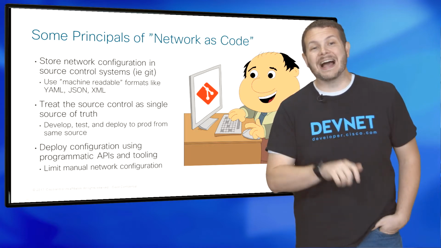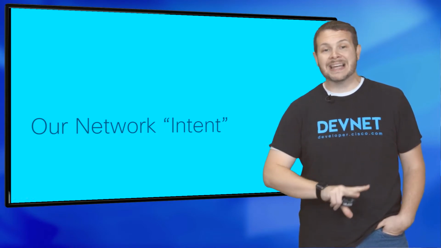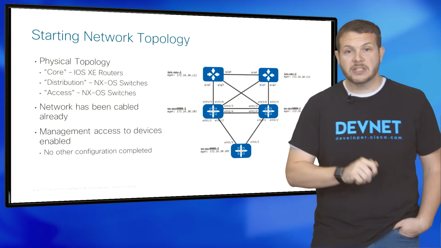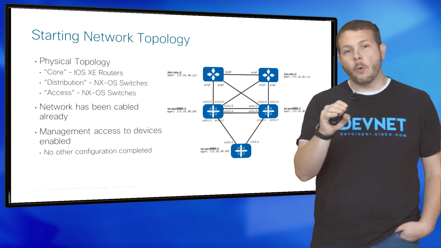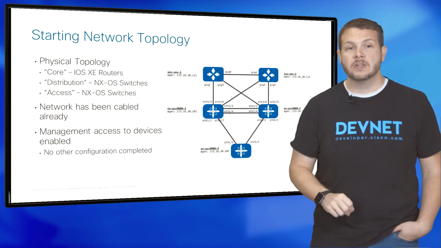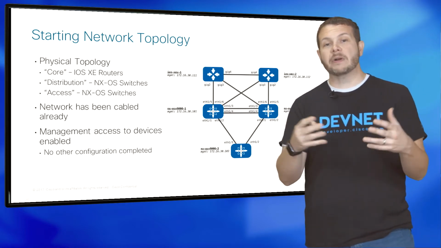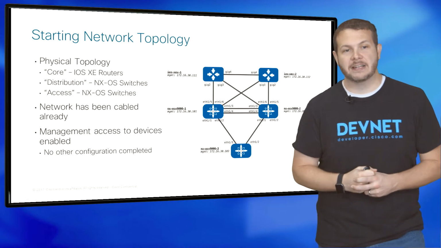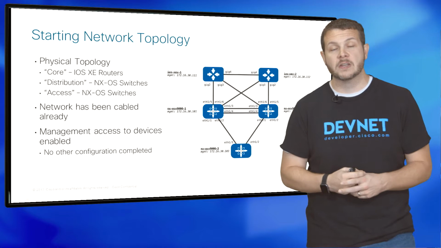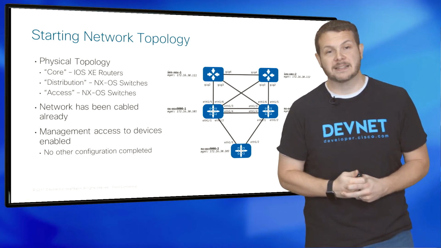Now, what exactly is our network intent? In this demonstration, we want to show how we can actually configure an entire network using network as code in Ansible. So our starting topology is this. It's a fairly typical core distribution access network. Our core is made up of iOS XE routers, and our distribution and access are NXOS switches. Now, this network has already been cabled, as indicated on the slide here. And we do have management access into the management interfaces from all these devices, but no other configuration is completed. It's simply cabled, and I have management access to it.